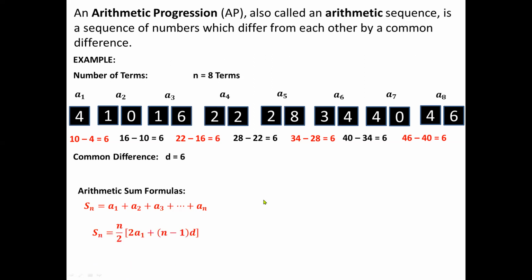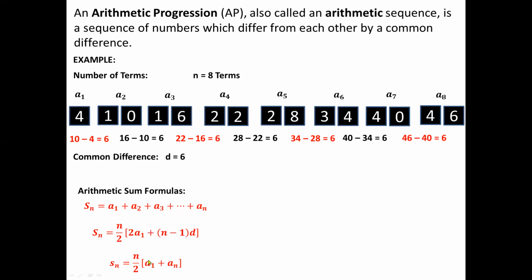And then we also have another formula for arithmetic sum. S sub N is equal to N over 2 times the quantity 2a sub 1 plus the parenthesis of N minus 1 times D. Yan ang formula natin para sa arithmetic progression or sequence. And then another formula for arithmetic sum, we have S sub N is equal to N over 2 times the sum of a sub 1 and the last term, which is actually a sub N. So yung a sub 1, ito yung first term. Ang a sub N naman ay ang last term.